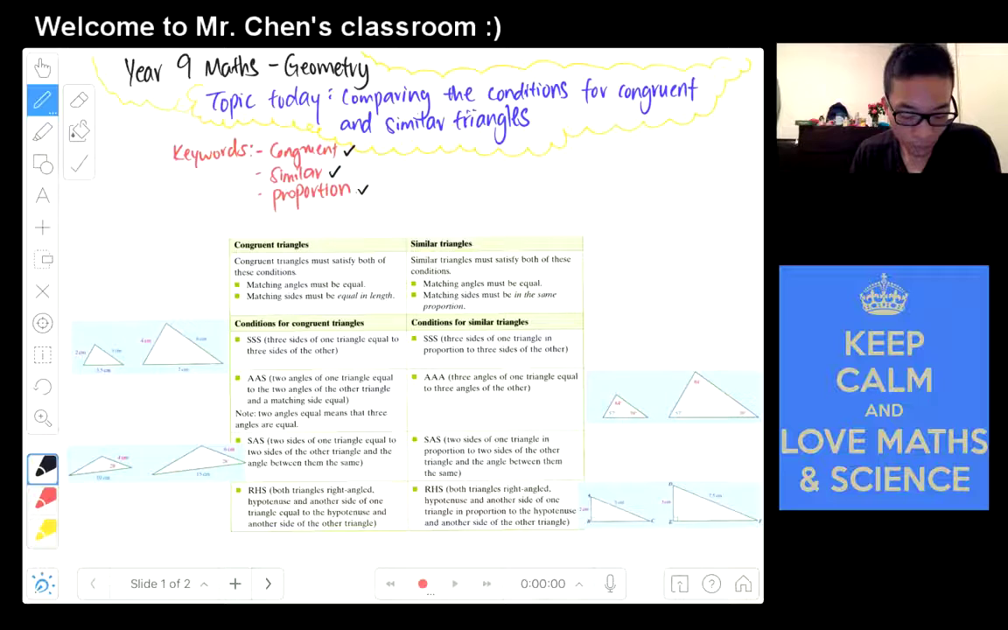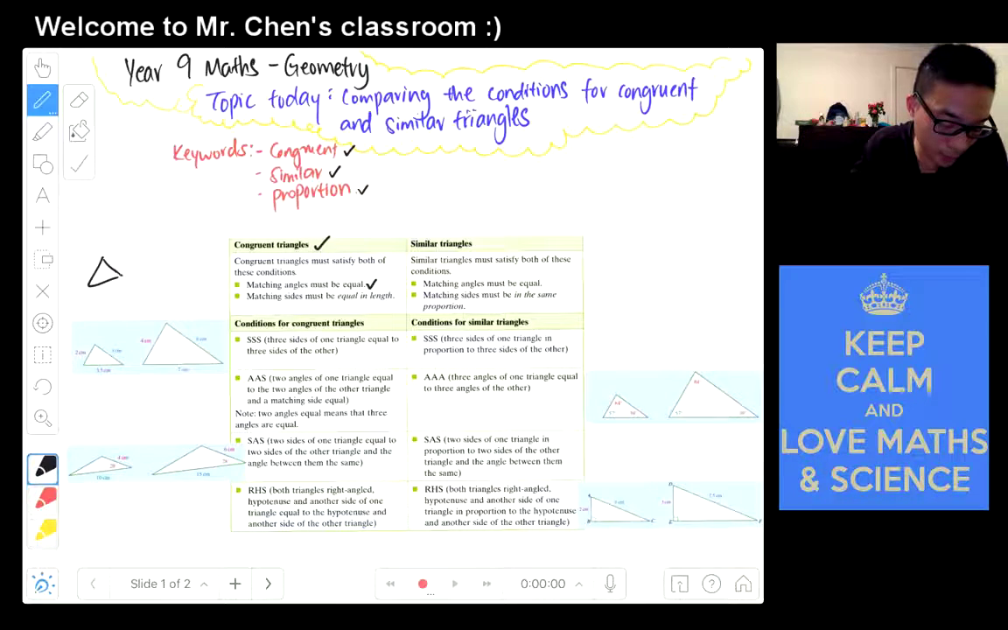I have a table here to demonstrate the differences and similarities between the two, so let's look through them. For congruent triangles, a congruent triangle must satisfy both of these conditions. First, all the angles must be equal. So if you have two of these, each of the three has to match.